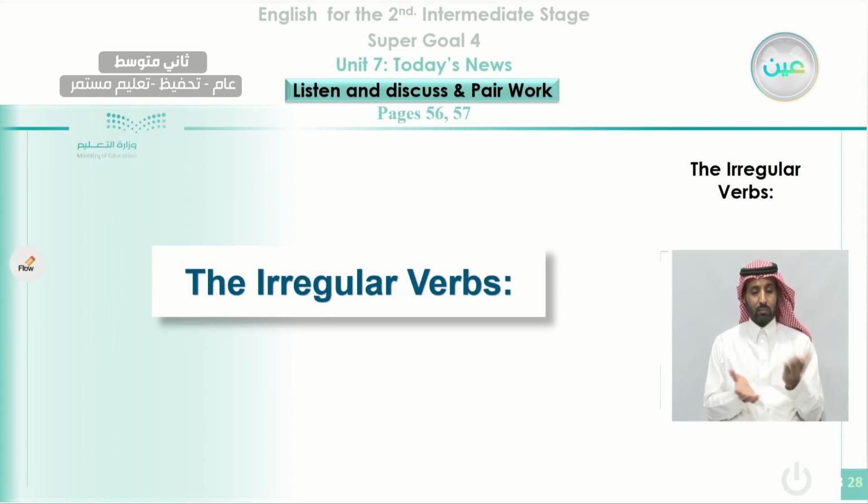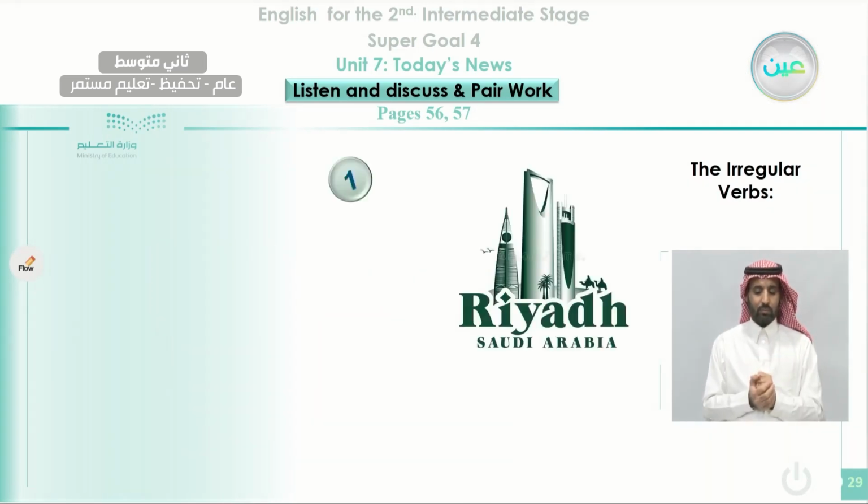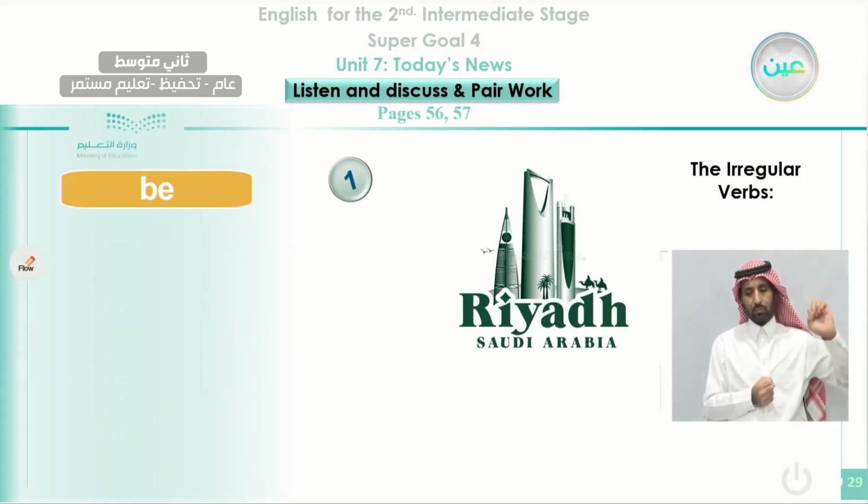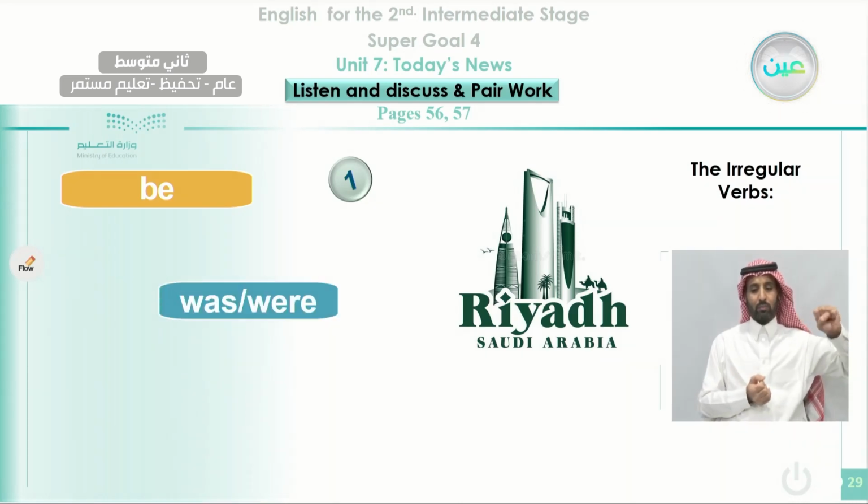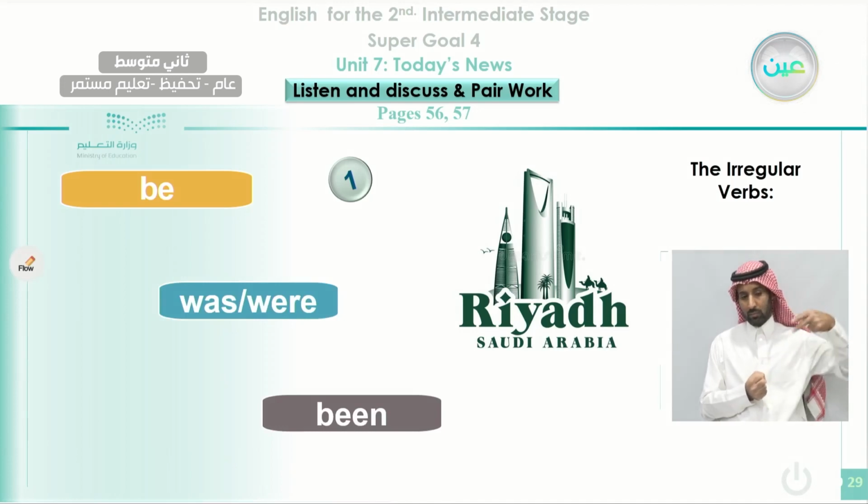Okay, we move to the last part of our class today. That is about the irregular verb. We will review 5 irregular verbs. Start with the verb be here. Be means am, is, and are in the present. When we use it in the past, we use it as was and were. And in the past participle, we use it as been.